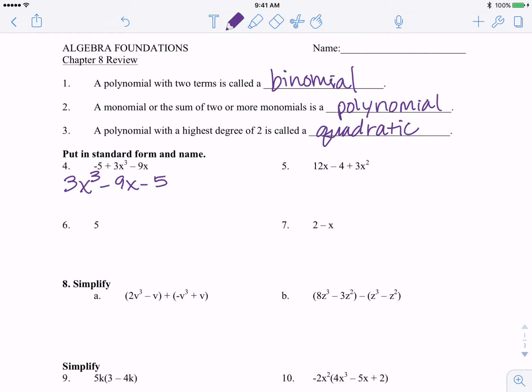And then I name this by saying it is a cubic because its highest exponent is a 3, trinomial because it has 3 terms.